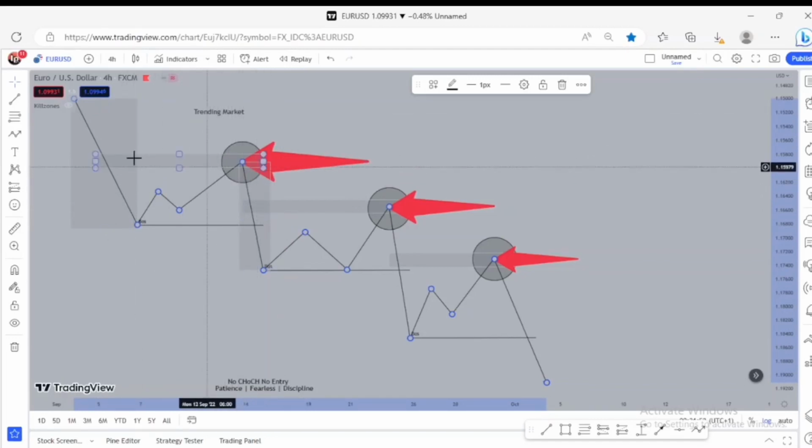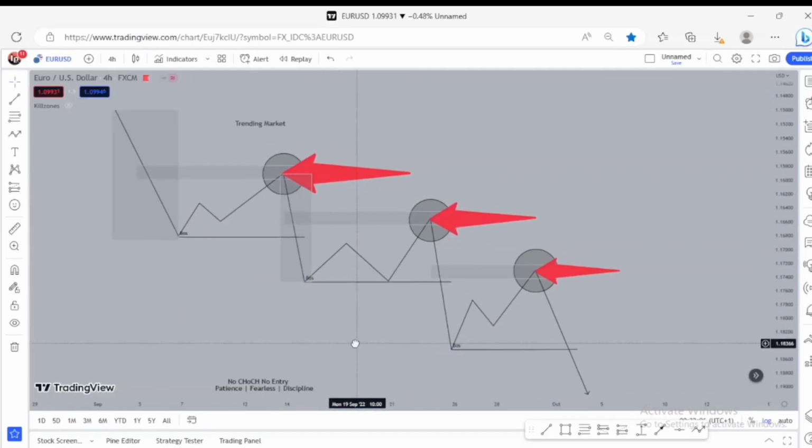As far as the price has already given you a 50% premium discount price, then you can go short from there. So this is a very simple trading strategy course that I just want to give you guys.